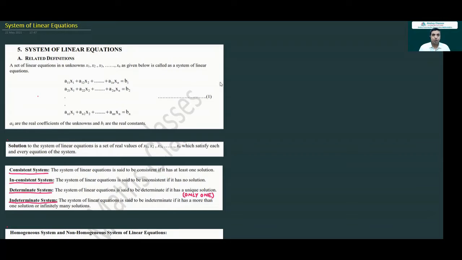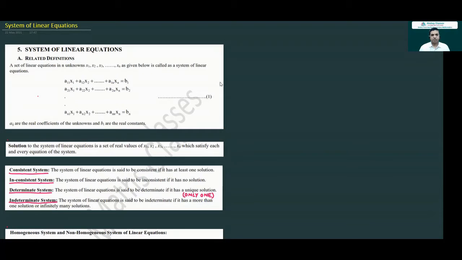If it is a consistent system, then there are two categories. If it has a unique solution, then we call the system determinate. And if it has more than one solution, or infinite solutions, we call it an indeterminate system.